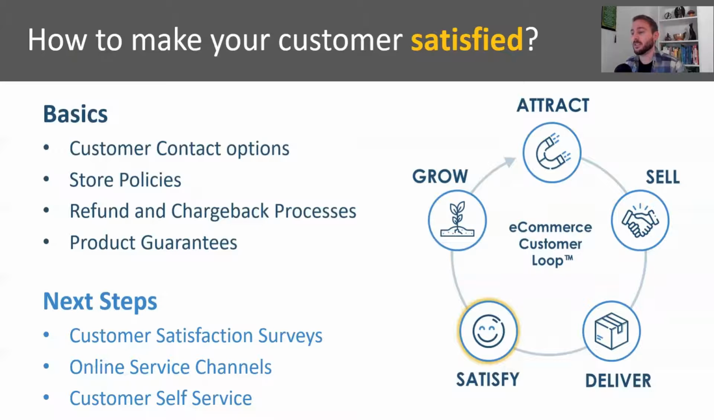So what are the basics of customer satisfaction? Well, the first one here is just making sure that you're set up for clear and easy to follow customer contact options. These can include things like a helpline for your customers to call, maybe an email. You can also start looking at things like chat bots or customer contact forms. No matter the case, you want to make sure that it's very straightforward and easy for your customers to get in touch if they need to.